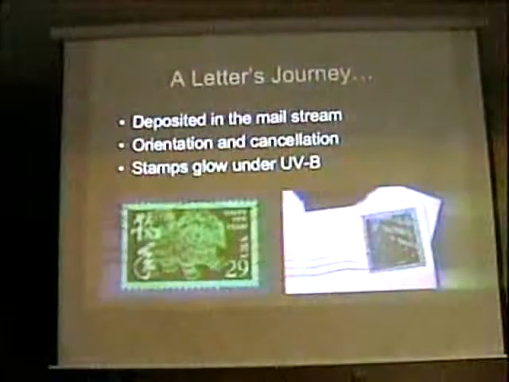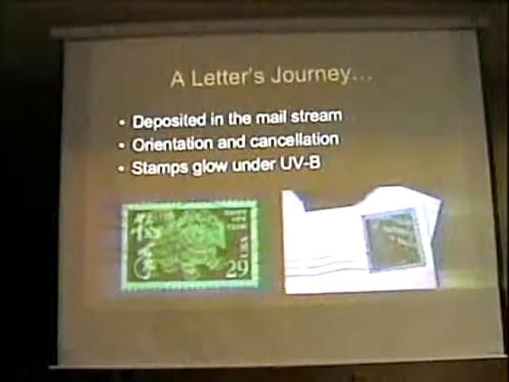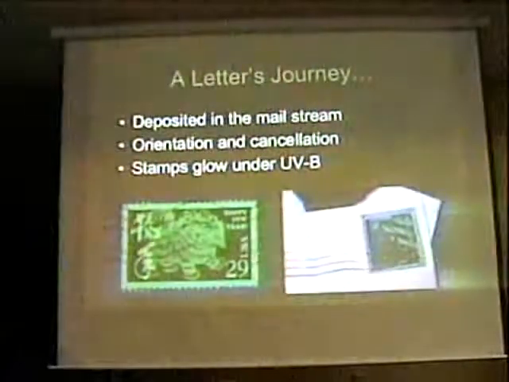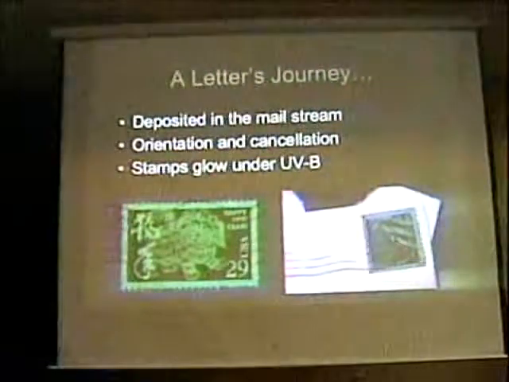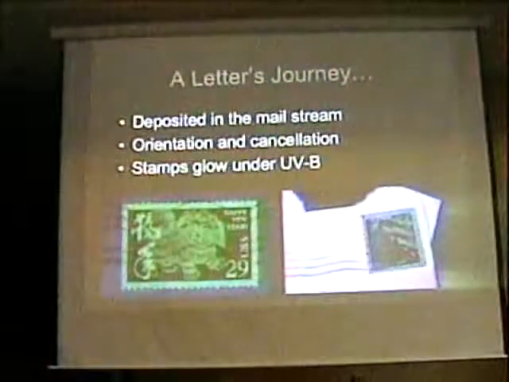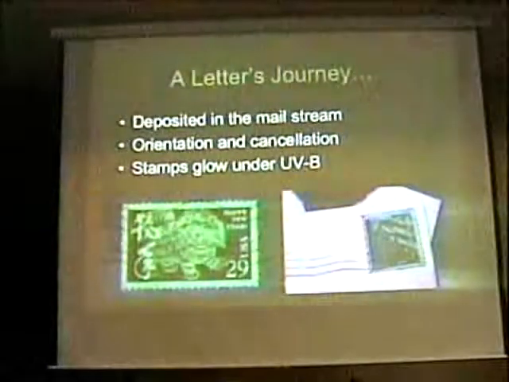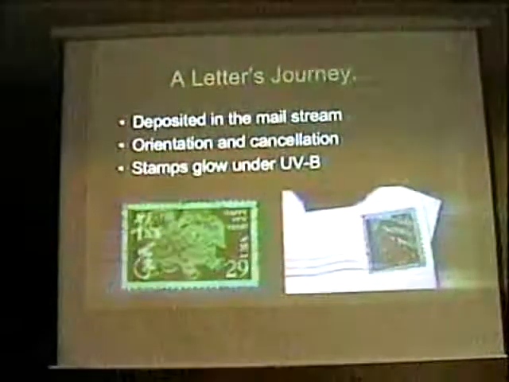And they orient all the mail, because when you throw it in the mail bin, it just kind of gets all scrambled up there. So the first machine sorts the mail and turns it correctly and makes it face the correct way this way. And it does that with the stamp. The stamps glow under ultraviolet light. This is shortwave, it's higher energy. If you play with it, wear safety glasses because you'll get a sunburn on your eye.